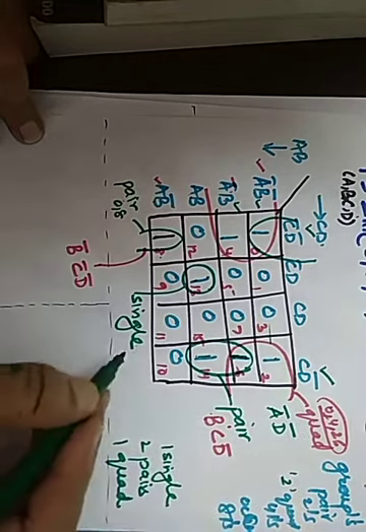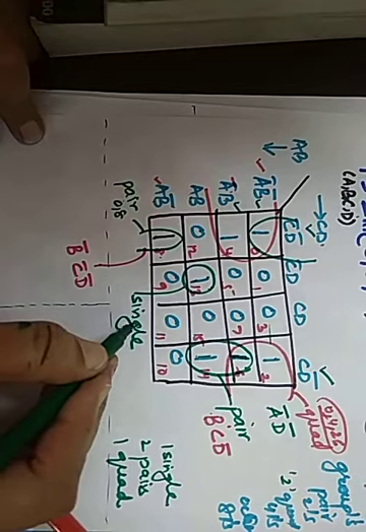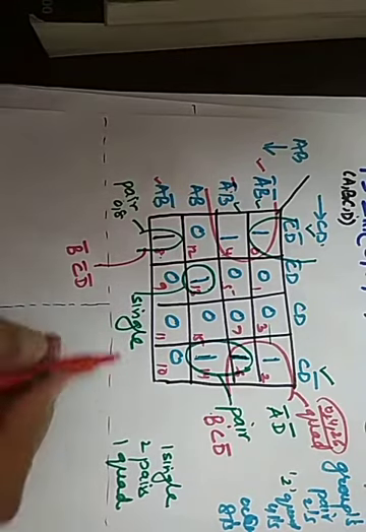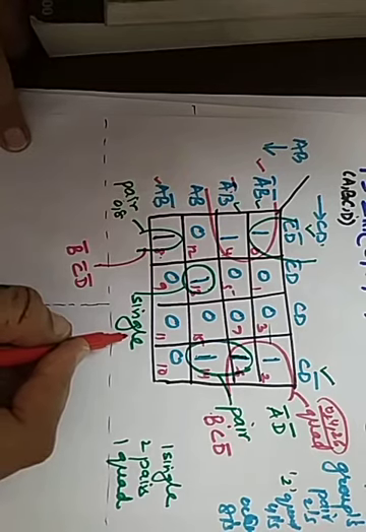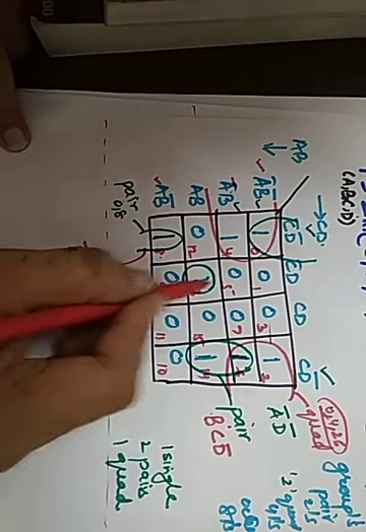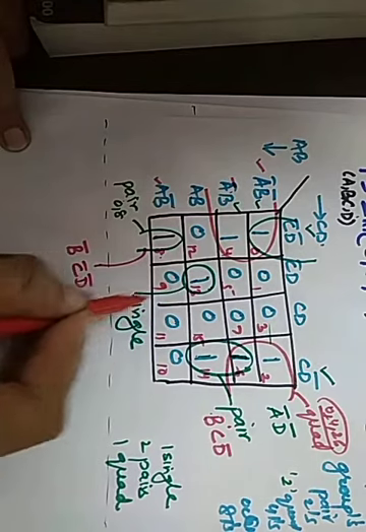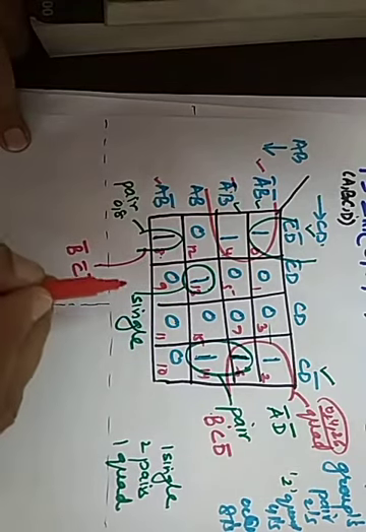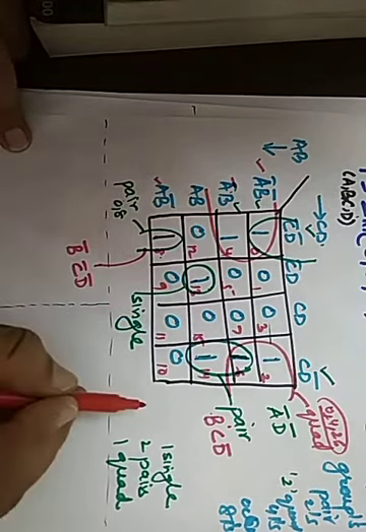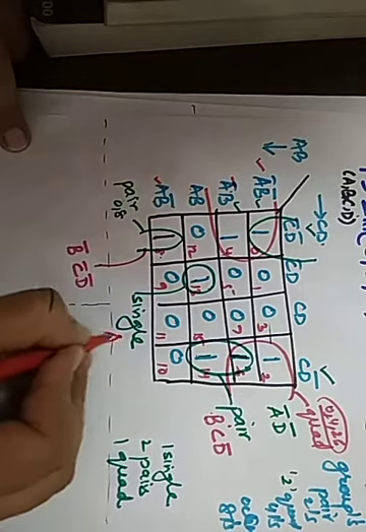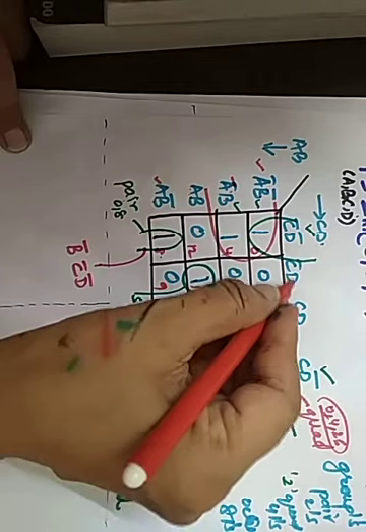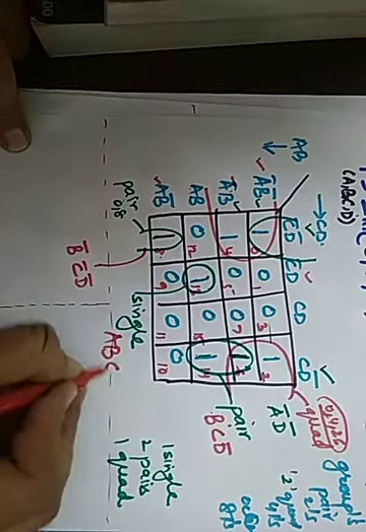What are we left with now? This single. We have to write the value for this single from the row and the column. Single means no variable will be eliminated. So we have the row variables AB, and from the column we have C bar D.